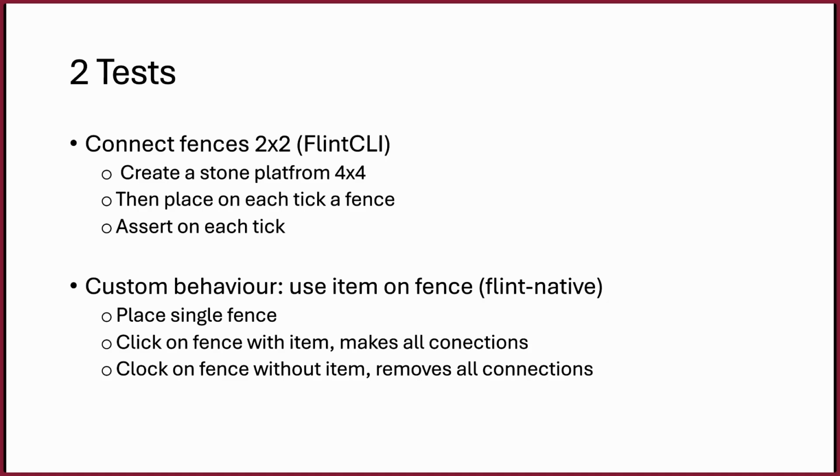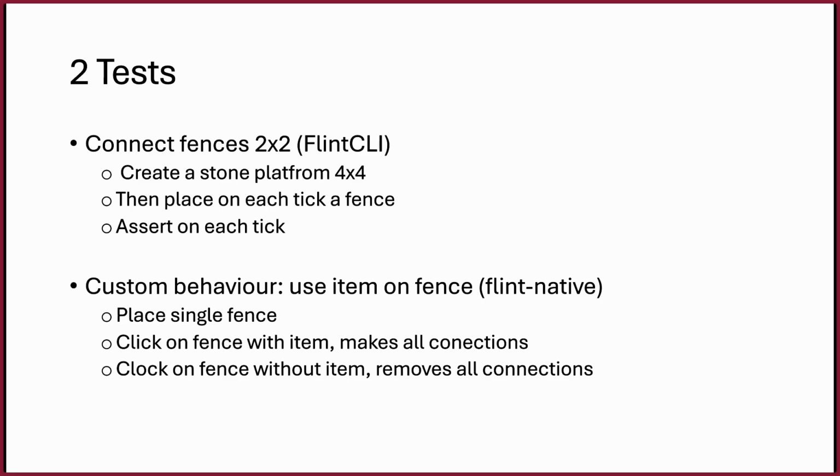And then in the second test, we make a custom behavior. That means if you're using a fence, that means you're clicking with an item or without an item from our inventory on a fence, we have different behaviors. If you click with a fence, then it makes all connections. That means it will connect to the wall, to that area next to it, like it would be a fence there. And if you click on the fence without an item, we will remove all of this. I think it will be more clear later when I show it to you.